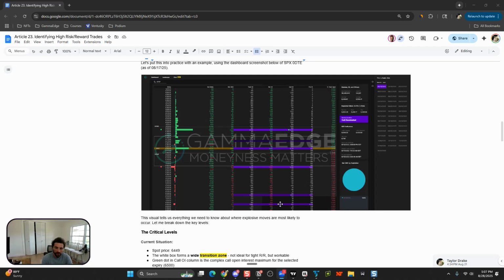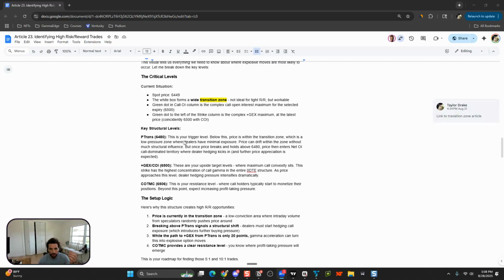And so hence why this is a key level where monetization likely is to occur, because they've captured all those out of the money risks and it's not going to appreciate as much as it had previously. And the setup is simple, right? So what we look for is, every day when we're going through our pre-market prep, we look at our transition zones, which serve as your trigger level. Reason for that is because when we are within the transition zone, this is a low pressure zone where dealers face minimal exposure. So dealers are not adding to that incremental price increase, which does happen once price breaks through that level. And this is where dealer hedging kicks in and further price appreciation is expected.